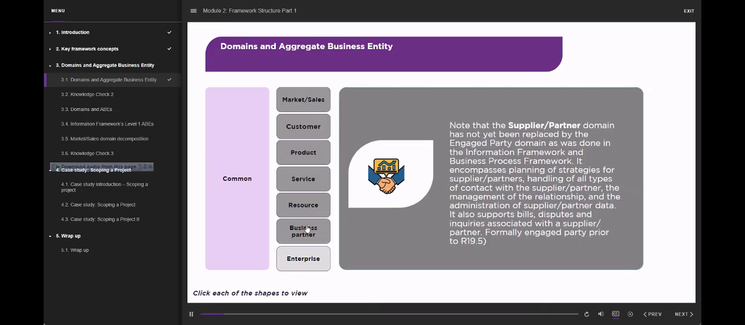Business partner. This domain includes all data associated with individuals or organisations that are of interest to an enterprise. It represents all types of contact with the party, the management of the relationship and the administration of party data. The engaged party domain also includes data and contract operations related to the party bills for products, collection of payment, overdue accounts, and the billing inquiries and adjustments made as a result of inquiries. Formerly engaged party, prior to release 19.5.